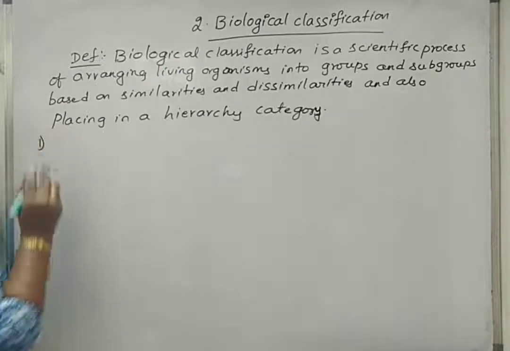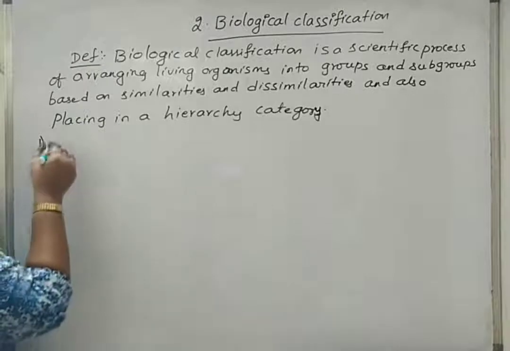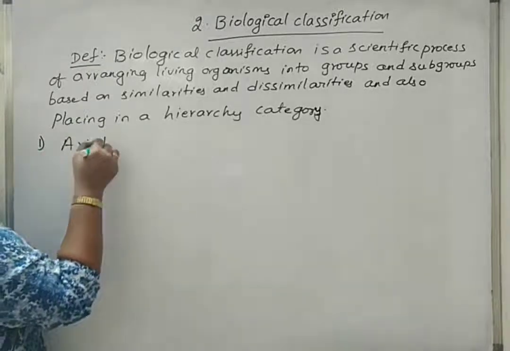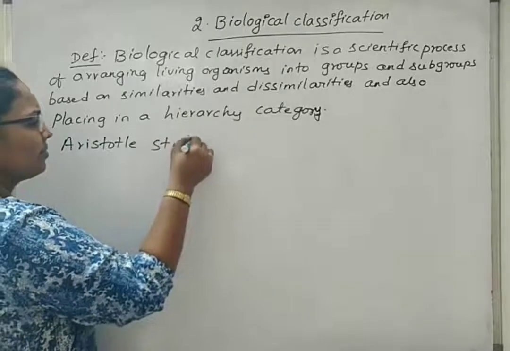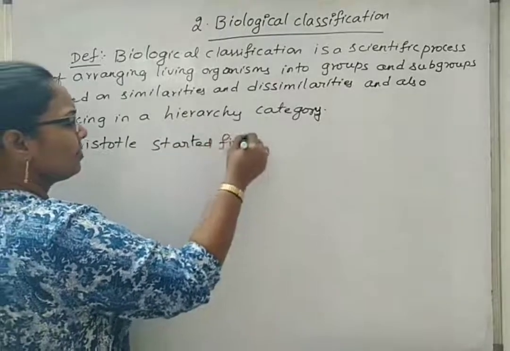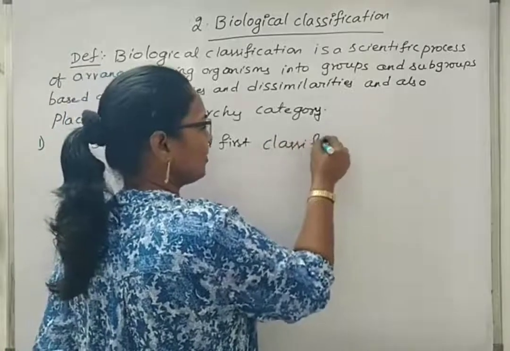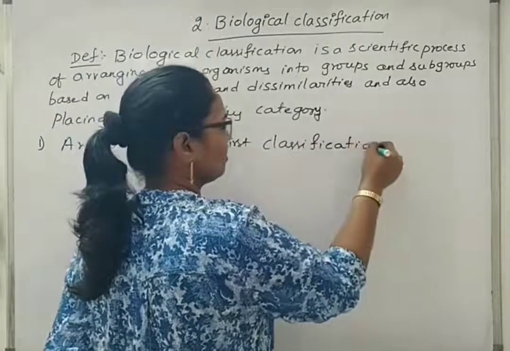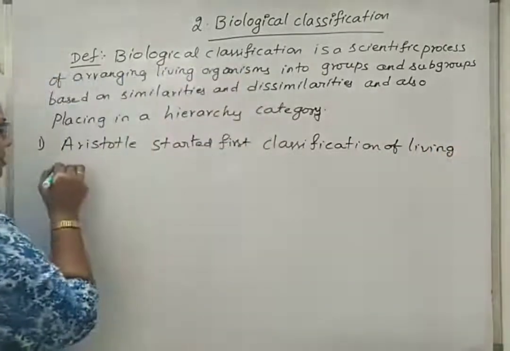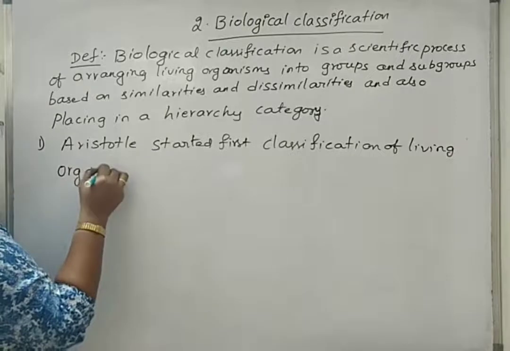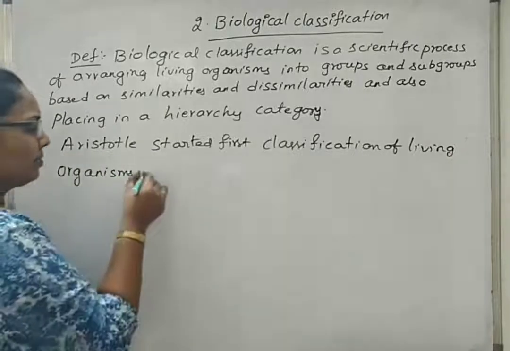So the first person who started classification is Aristotle. Aristotle started the first classification of living organisms on a scientific basis.